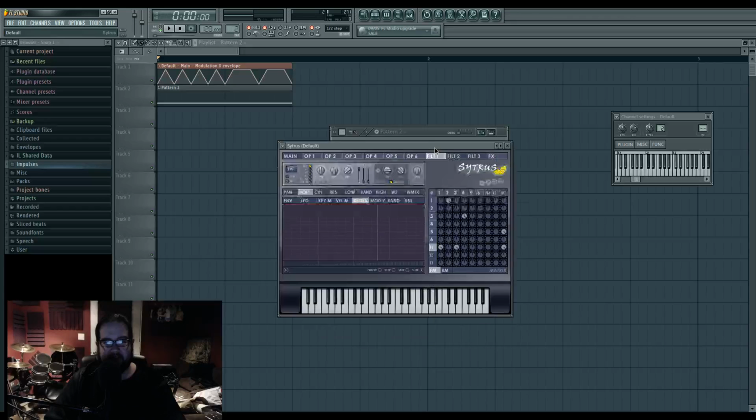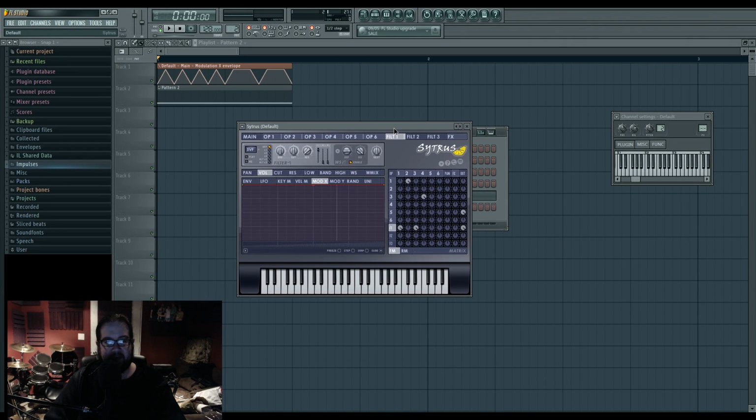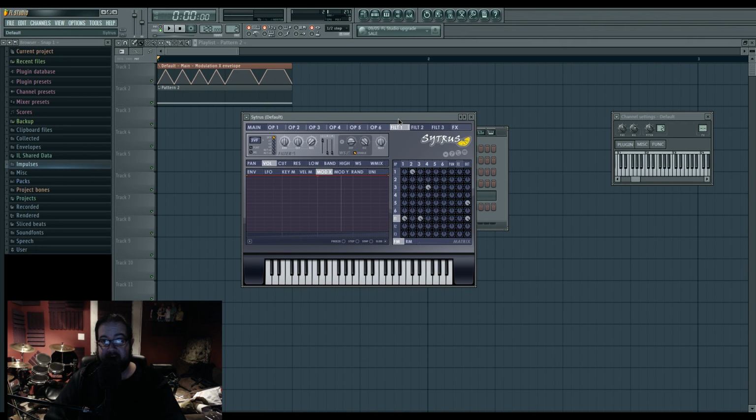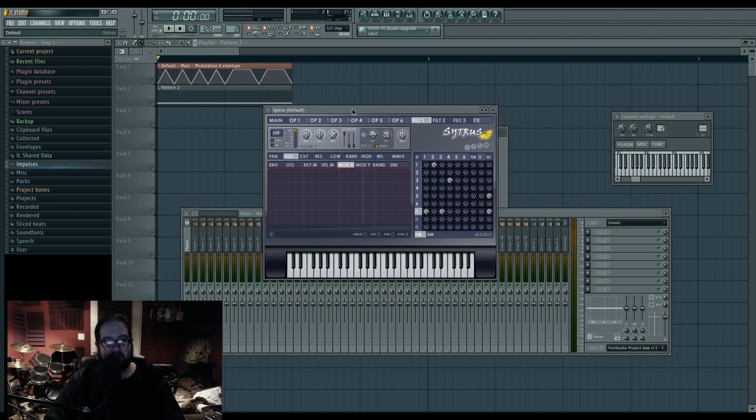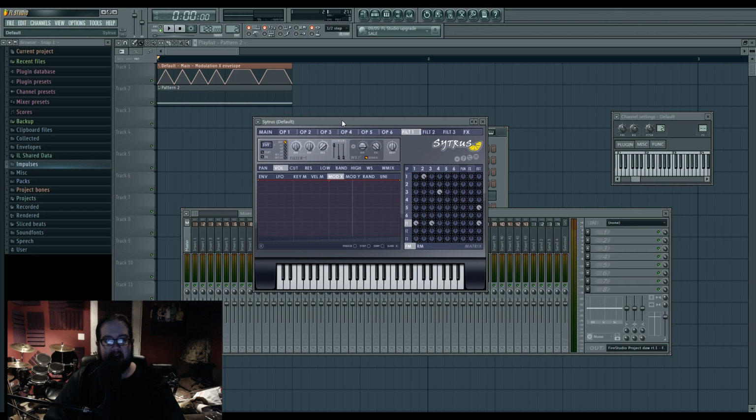Yeah, so that's it for this. I'm just going to put up the Citrus patch because that's really all this is. There's no additional effects. There's not a single thing going on in the master, which is why you saw a clip a minute ago, because I don't even have a limiter. So yeah, just the Citrus. That's all it is. And moving on to doing the next one.